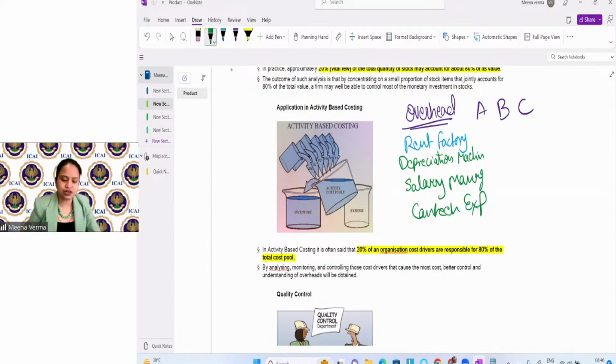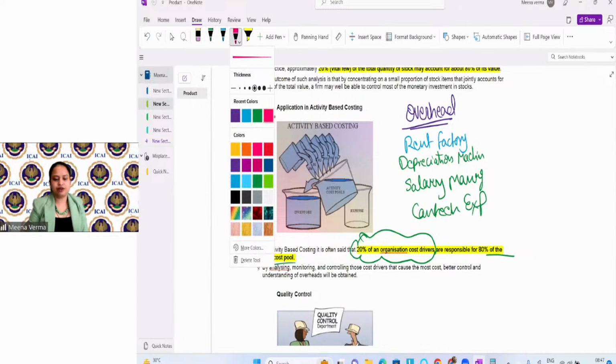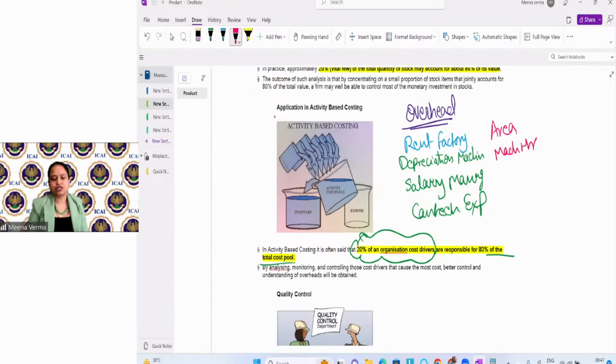So what is mentioned here, 20% of the cost drivers are responsible for 80% of the total cost. Cost driver, you know, is the basis on which we will allocate the cost. Rent can be allocated on the basis of area. Depreciation can be allocated on the basis of machine hour. Salary on the basis of number of employees working. And canteen expenses may also be on the basis of number of employees working.